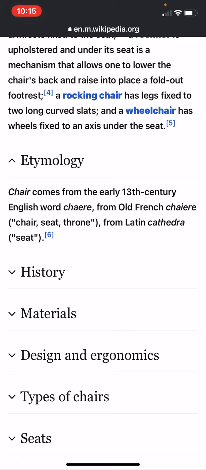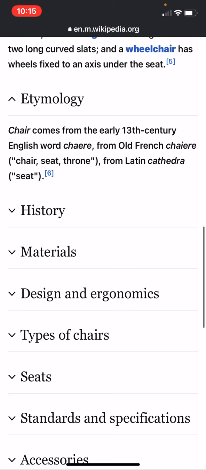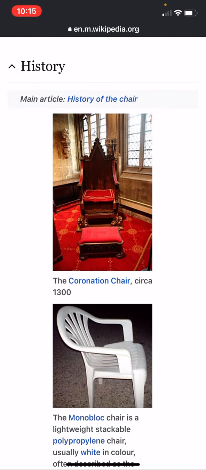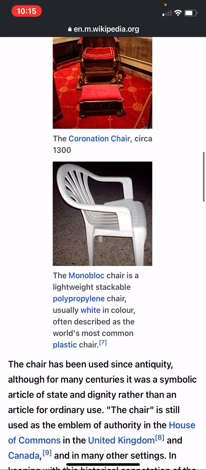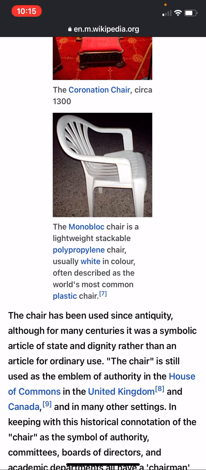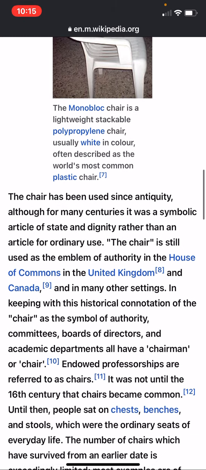Chair comes from the early 13th century English word chaire, from Old French chaire, seat, throne, from Latin cathedra, seat. History. The coronation chair, circa 1330. The Mont Blanc chair is a lightweight, stackable polypropylene chair, usually white in color, often described as the world's most common plastic chair.